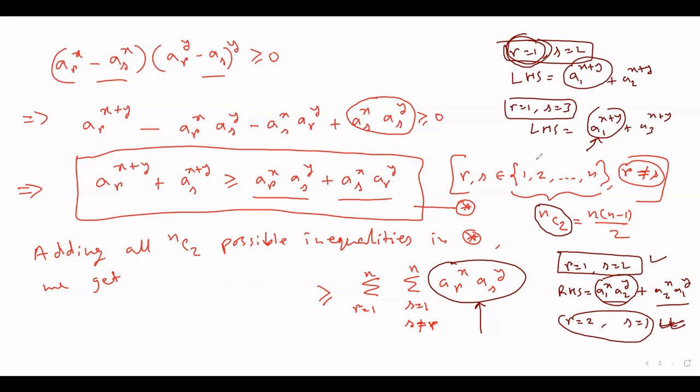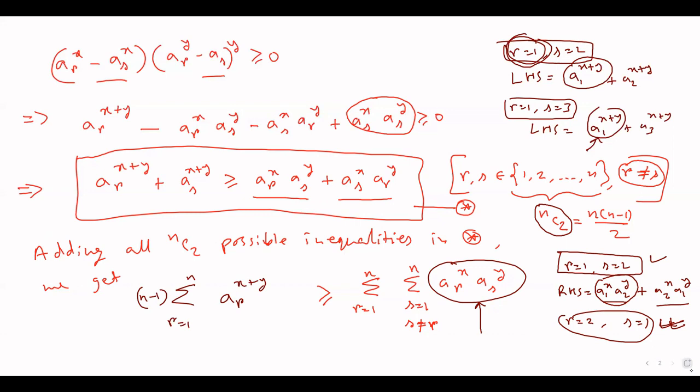And the argument is the same for a2 as well. If you choose r equals to 2, s will run from 1 up to n, skipping just s equals to 2. So each ai is going to occur exactly n minus 1 times on the left hand side. So we are going to have the sum of ar to the power x plus y, r equals to 1 up to n, times n minus 1.